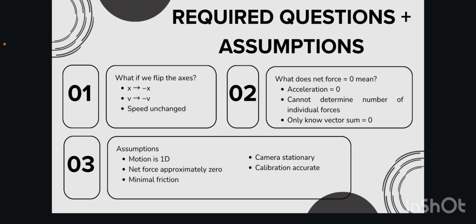Finally, what are the assumptions? The main ones are that the motion is strictly one-dimensional, the camera remained stationary, the calibration was accurate, and the net force during the observed interval was approximately zero.